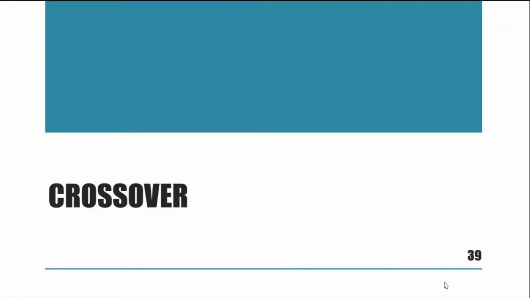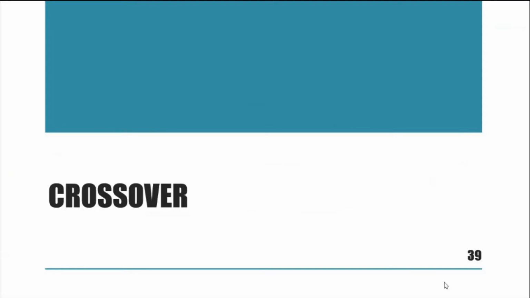Now the next process in genetic algorithm is the crossover. So let's see what a crossover is and what the different types of crossovers available in genetic algorithm are. The most prominent crossover methods that are used for different types of problems are described here.